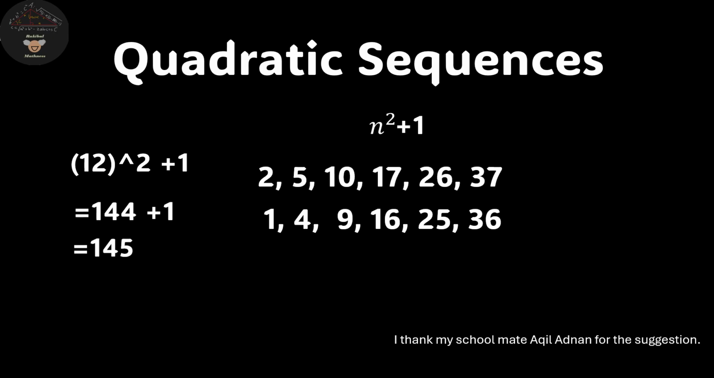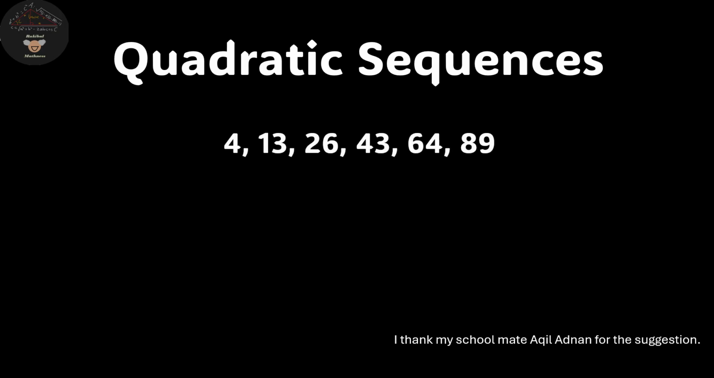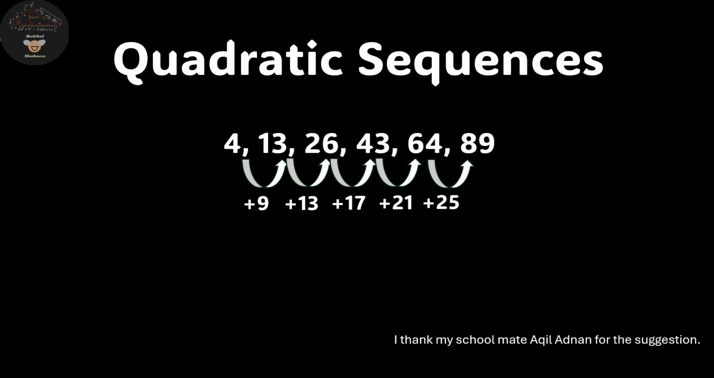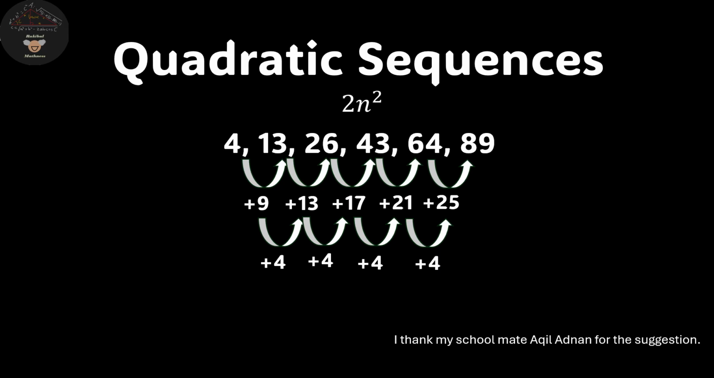Here we have another sequence. 4, 13, 26, 43, 64, and 89. To get from 4 to 13, add 9, 13 to 26, add 13, and you can still do the rest. But we see something else common here. We need to add 4, add 4, add 4, add 4. So 4 is our second difference. Half of that will go in front of n squared. So 2n squared.